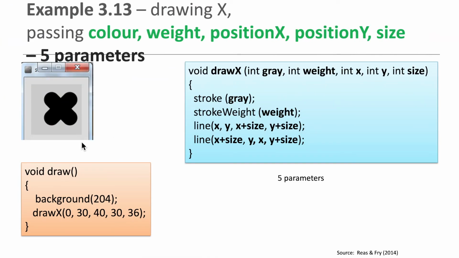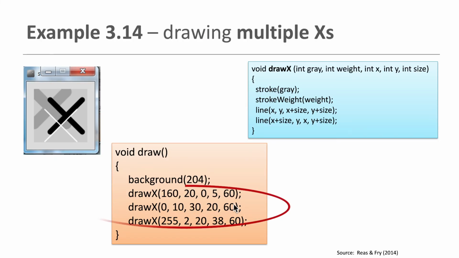So we've now got 5 different parameters for drawing this X. And I've just demonstrated that you can draw multiple X's. I just drew 2, but here's an example of drawing 3. And the advantage here is you don't have to write all the lines of code that's inside the draw X to draw a second and third and fourth, fifth, sixth, seventh X. All you need to do is to make the one call, the method call, and pass in different numbers.